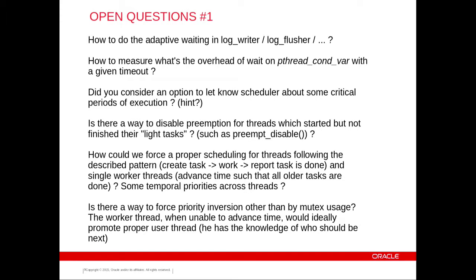So if we could force proper scheduling for threads following the pattern I described, where we create a task, do some work, and report the task is done, because we know what order would be ideal in such a situation. If we wanted to schedule the threads ourselves, we would know how to do it, but the scheduler has no idea what order it should select. So if we could hint the scheduler that there is some particular order in which we should do it, it would help us.